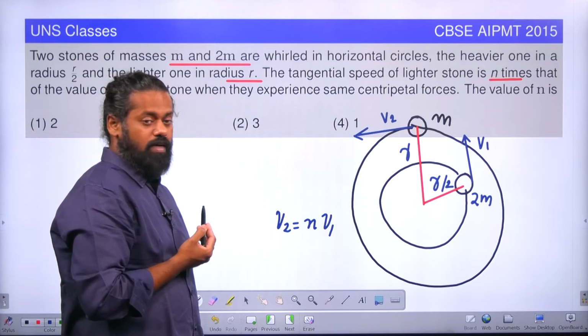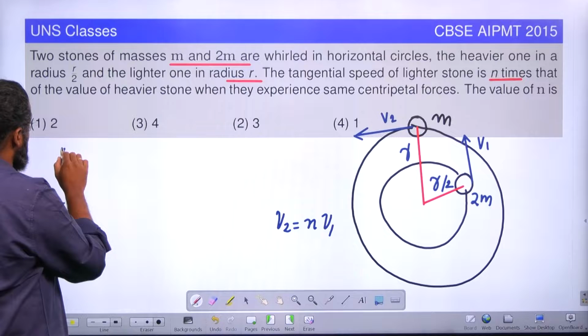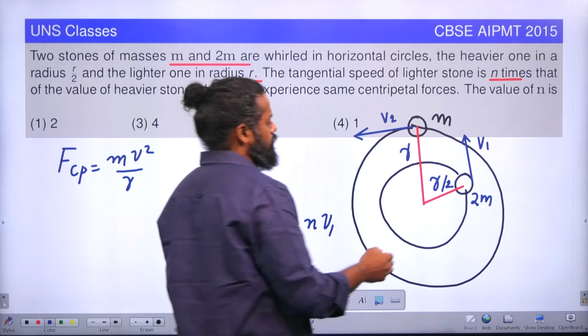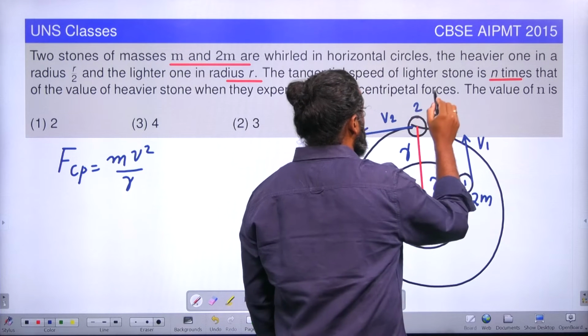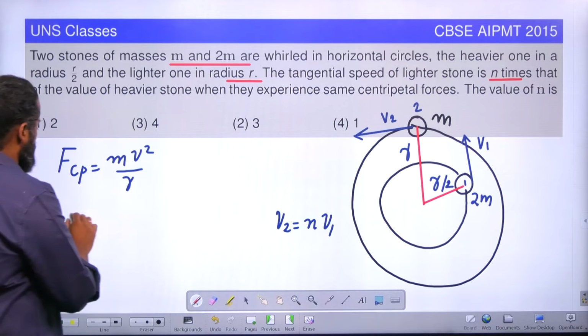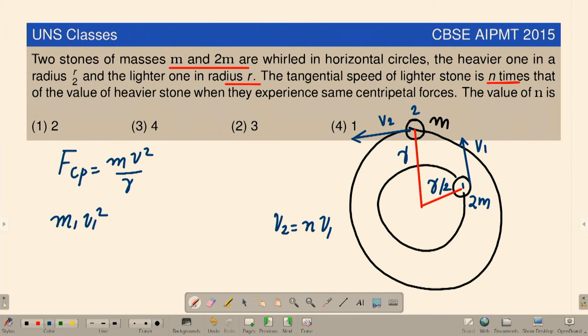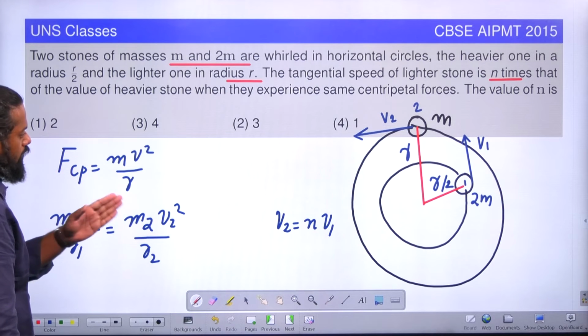Centripetal force is the same means, what is the expression for centripetal force? F centripetal is mv square by r, right? Now we can find it for both cases. The inner one, the heavier one, we are calling 1 and the lighter one 2. So let us equate both forces: m1 v1 square divided by r1 is equal to m2 v2 square divided by r2. All the information we have. See, m1 we can call 2m.